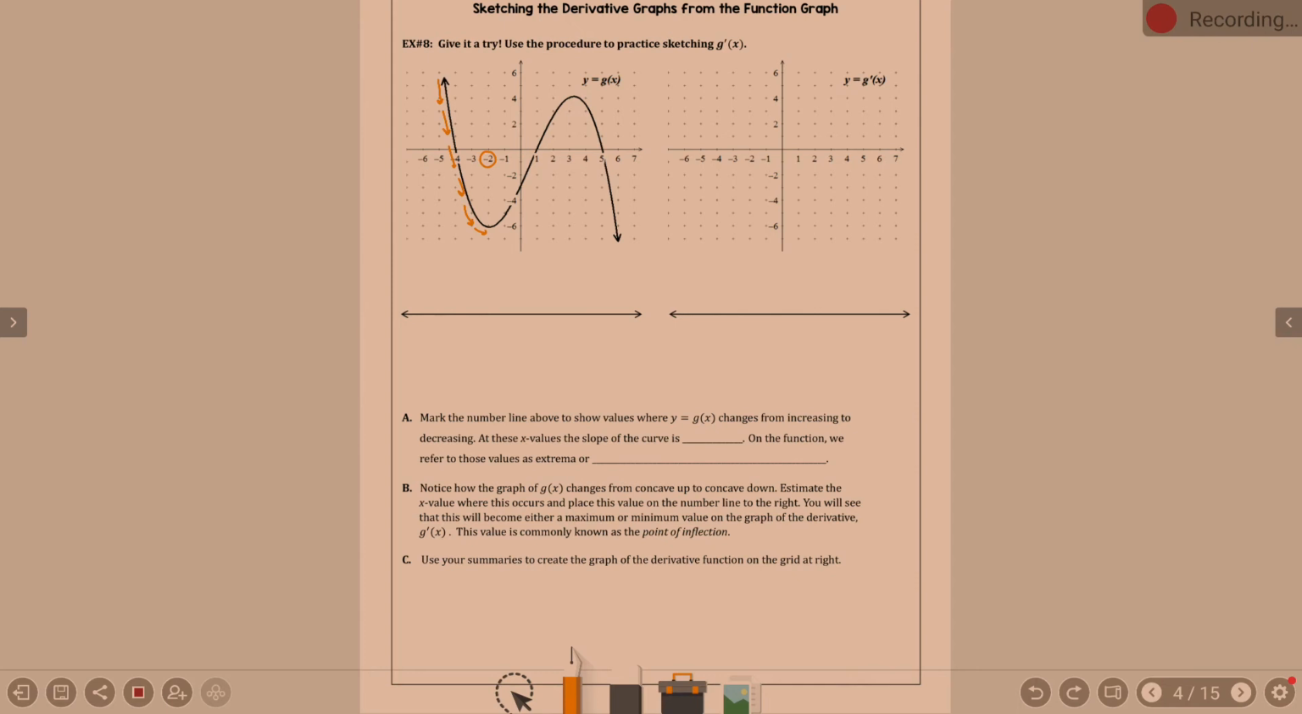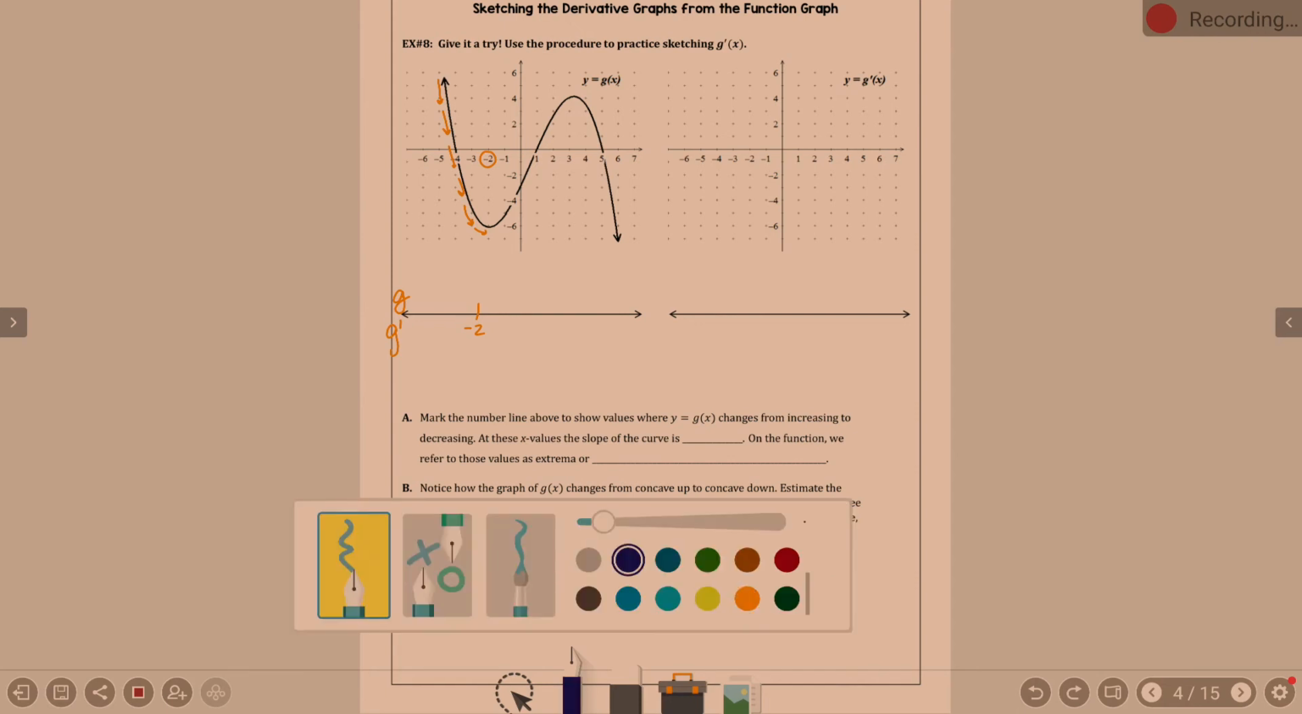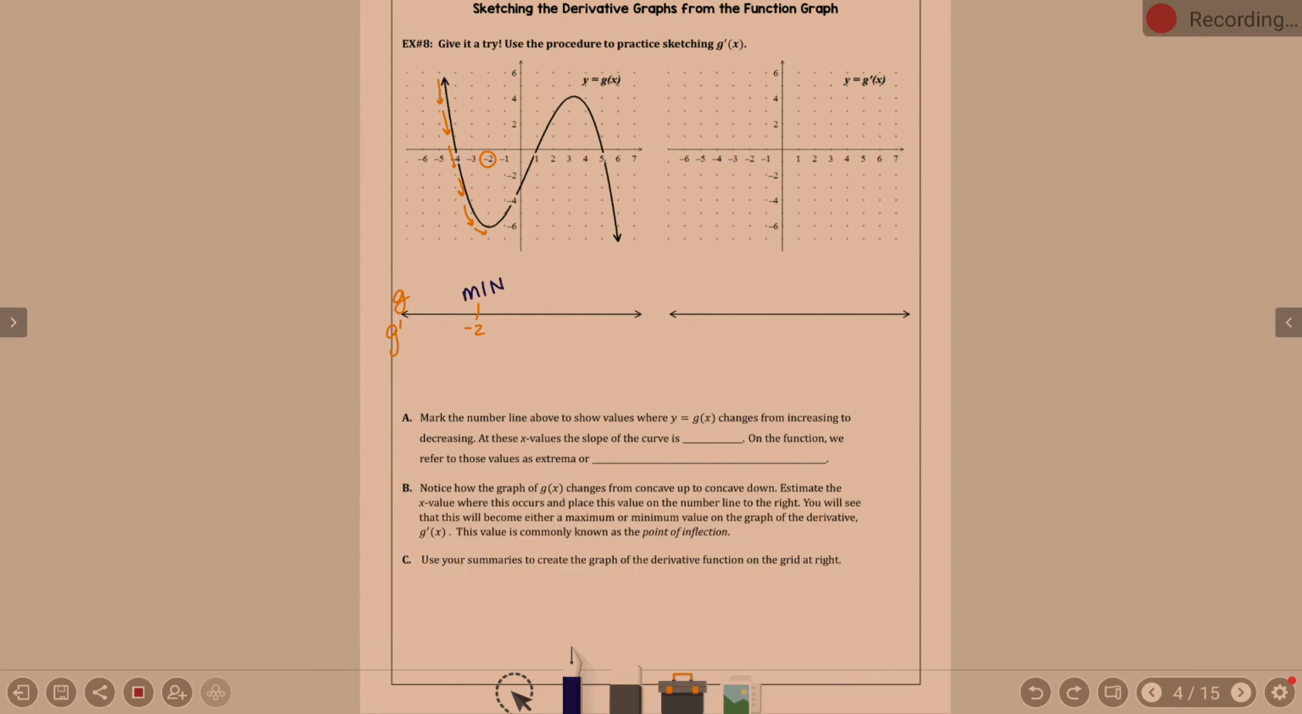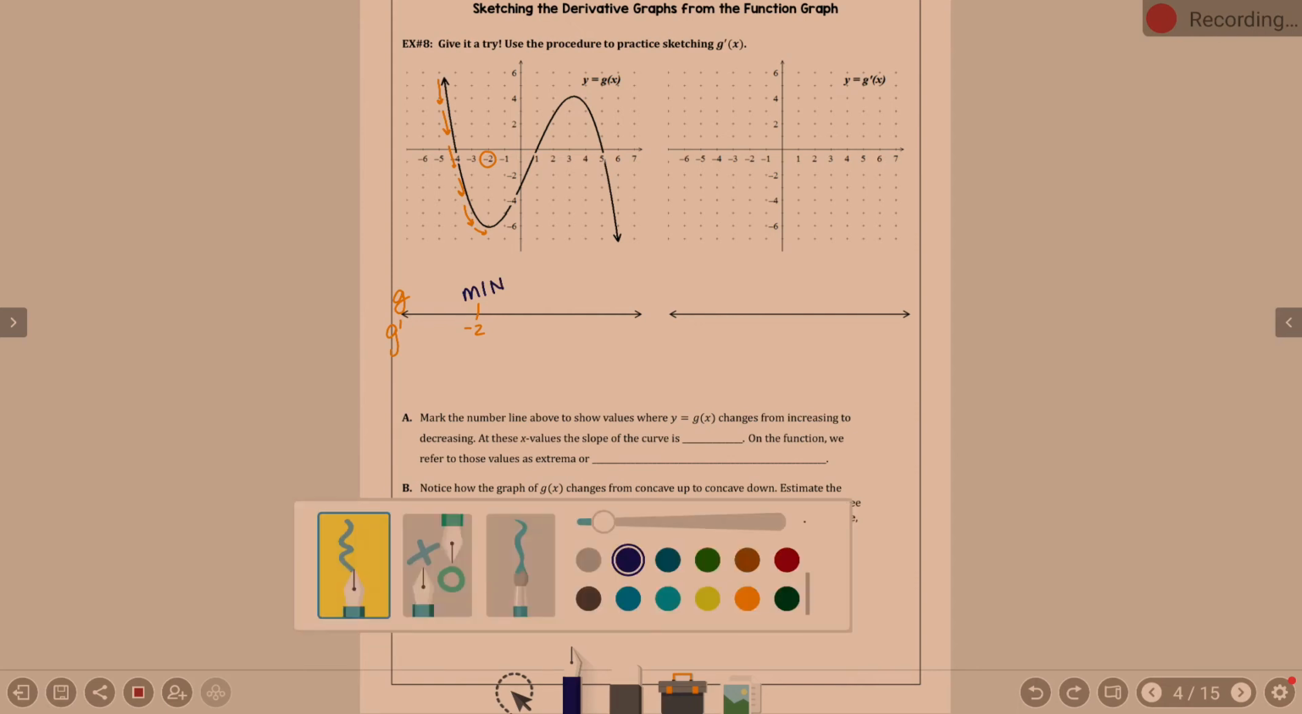So as we think about this, I'm going to set my number line up so we're talking about what's going on with G on top and how that's going to relate to G prime, the derivative, on bottom. So at -2, what physical feature do we see on this graph? We see a minimum, yes? What were we doing before we got to that minimum? We were decreasing.